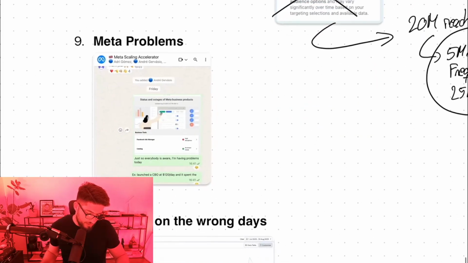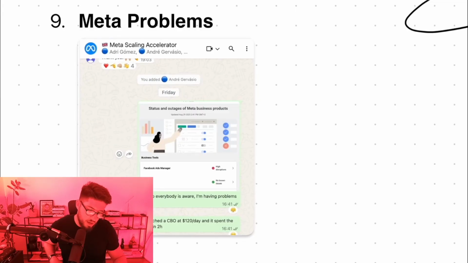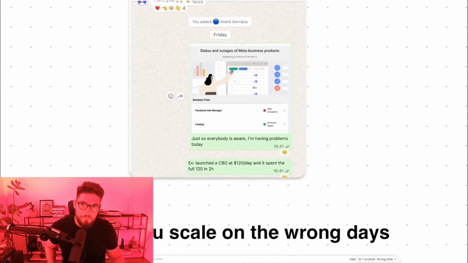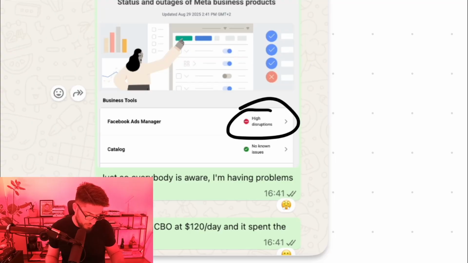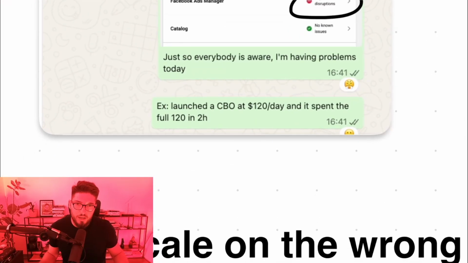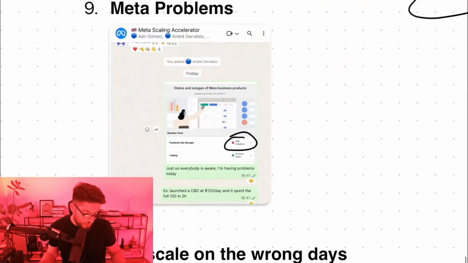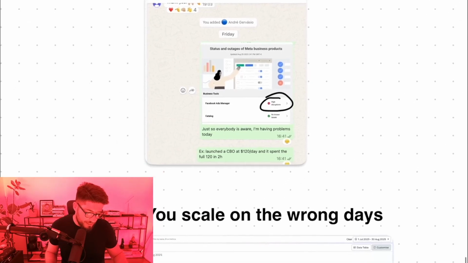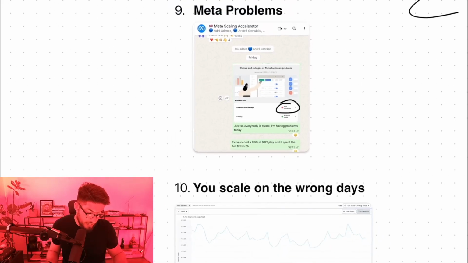Then, Meta problems. This I sent last week on the Meta Scaling Accelerator WhatsApp group. Basically I informed everybody that there's an outage on the status page, and Facebook Ads Manager has high disruptions. As you see, I launched the CBO at 120 a day, and it spent the full 120 in a couple of hours. Right now, I'm not going to lie to you, Meta is being super challenging. They're introducing more AI, Andromeda, etc. So one of the reasons for inconsistencies can be Meta itself.